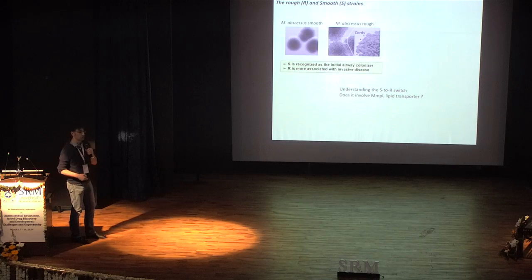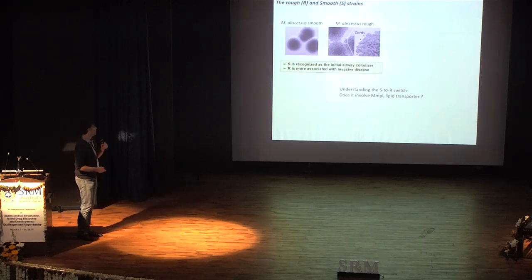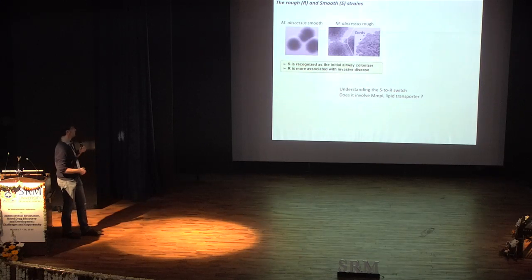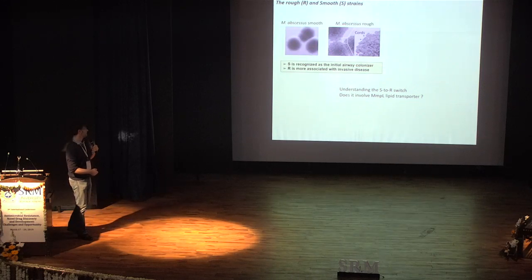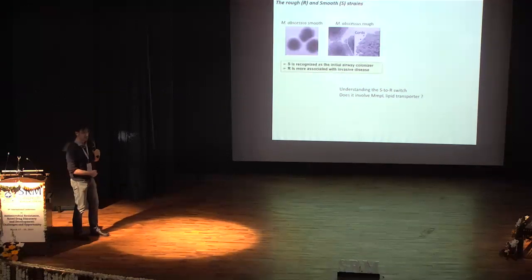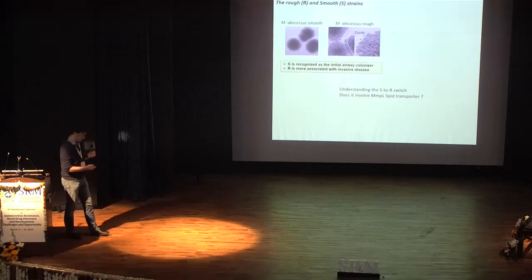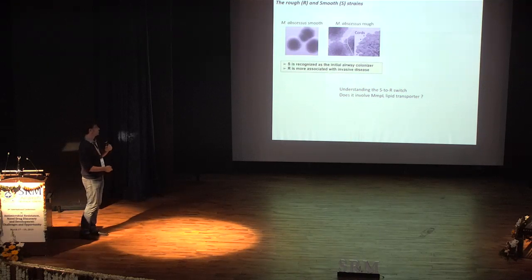We wanted to analyze and try to understand how the smooth to rough switch is occurring. So I should have mentioned that M. abscessus exists in two forms, the smooth variant and the rough variant. The smooth is recognized as the initial airway colonizer. Then a genetic switch can occur in the lungs, and this leads to a rough morphotype that is much more aggressive and invasive. So is this smooth to rough switch involving MMPL transporters?